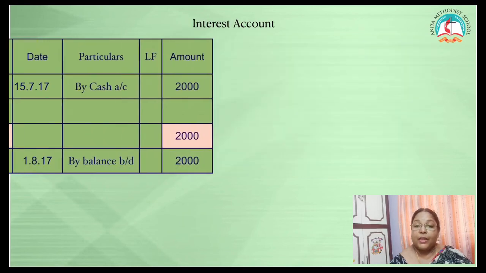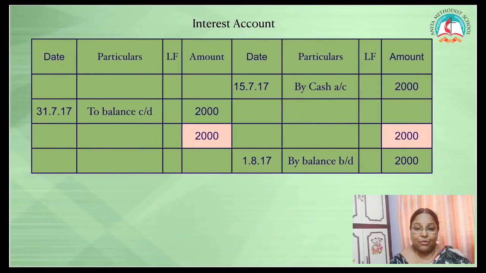Next one, interest account. Interest account. Interest received. So cash account debtor to interest account. In my interest account, I should not write interest. Cash account was debited in journal entry. So it has to be credited. By cash account 2,000. Only one transaction. So I had to close the account, write the total, and the closing balance should be taken up as the opening balance. Okay, children?